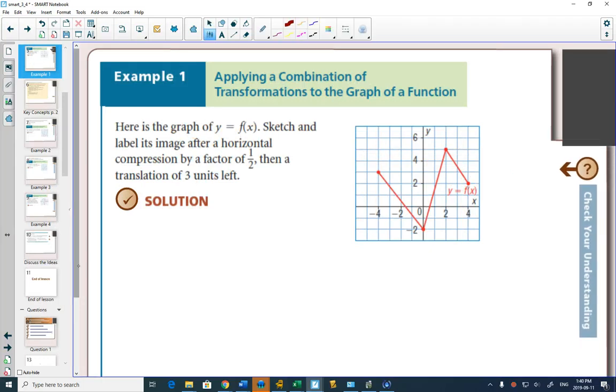Our horizontal one. This one has a horizontal compression by 1/2 and then a translation 3 units up. So once again, what points did we have to start with? We had -4, comma 3, 0, comma -2, 1, comma 5, and 4, comma 2.